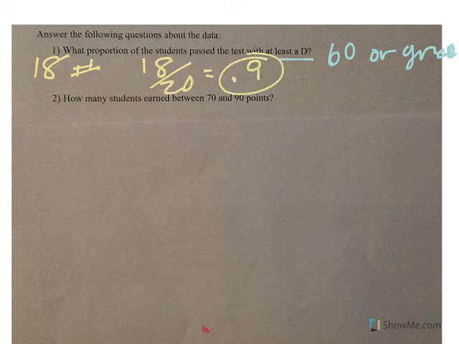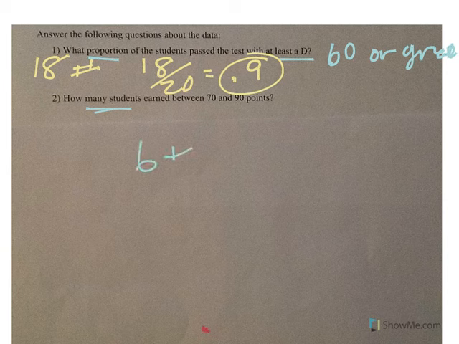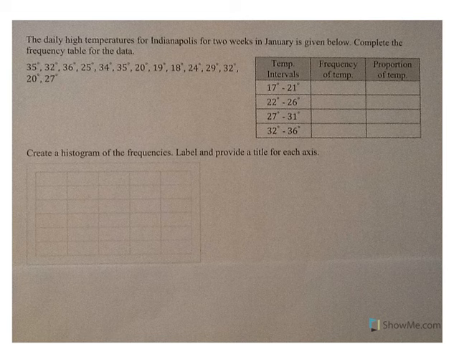So make sure you're reading the question. This one says proportion. Number 2 says how many. So we actually just want a number for number 2 of how many earn between 70 and 90. Well, here's 70, here's 90 is the beginning. So we're just looking at these two boxes. So 6 plus 6 gives me 12 students scored between 70 and 90. So you can use either the frequency table or your histogram to answer questions about it.